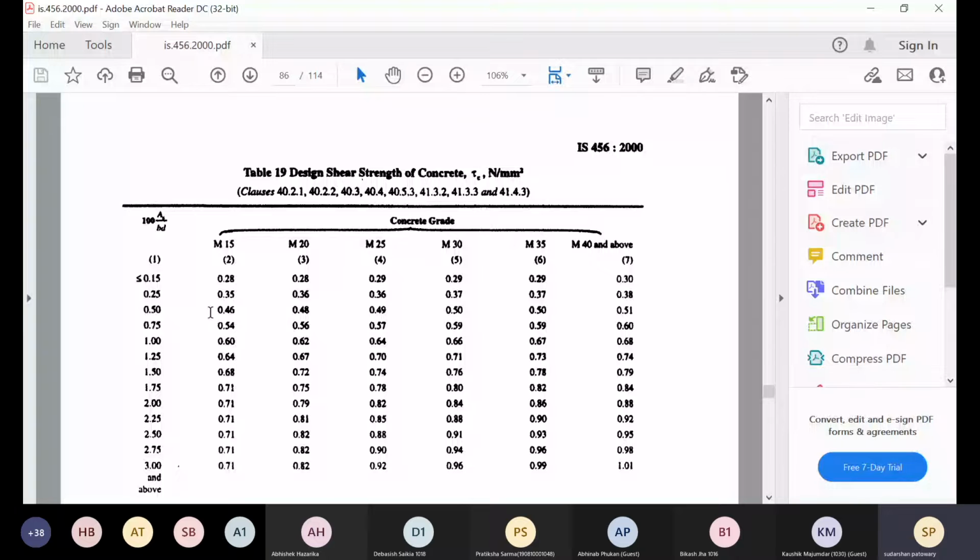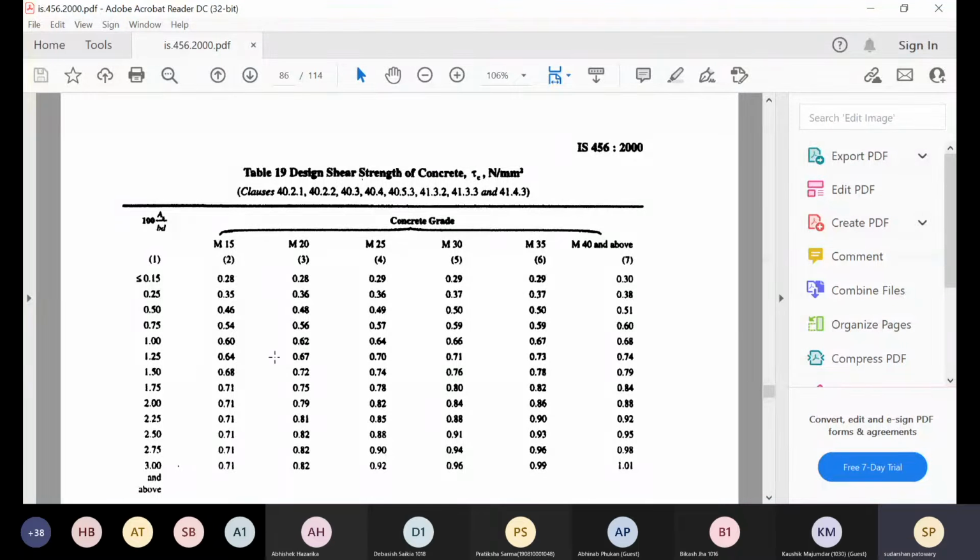Suppose you have provided in the tension zone. I'm talking about the tension zone only. So in the tension zone, suppose you have provided 5 numbers of 20 torbar. Then what is the percentage of reinforcement? Depending upon that and the grade of concrete, you can find out the tau c value.